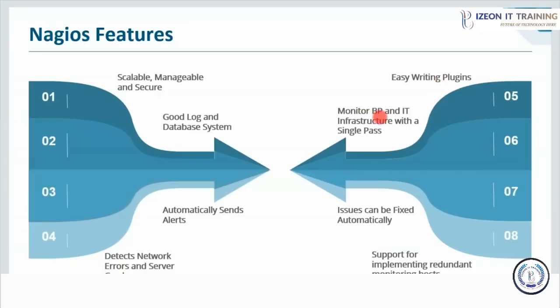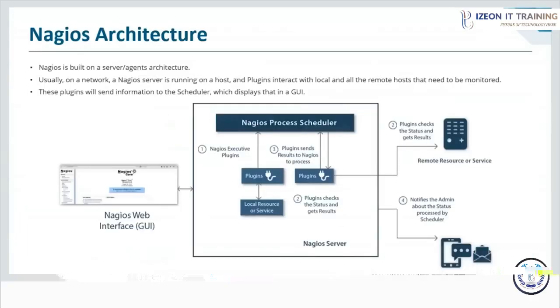You can write your own plugins based on your requirement, your business need. Then you can monitor your business process and IT infrastructure with a single pass, guys. Issues can be fixed automatically. If you have configured it in such a way, then definitely you can fix those issues automatically. And it also has support for implementing redundant monitoring hosts. So I hope you have understood these features. There are many more, but these are the pretty attractive features, and why Nagios is so popular is because of these features.